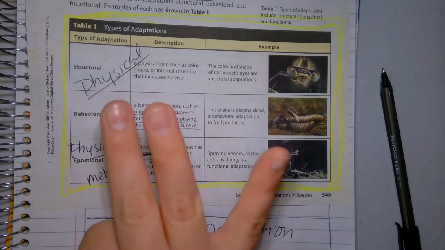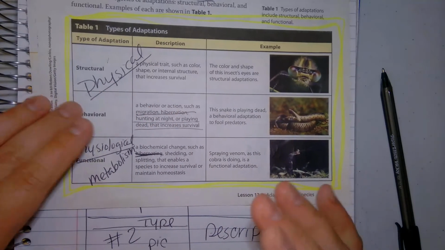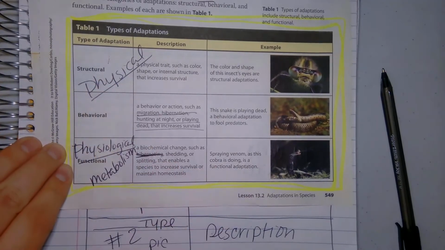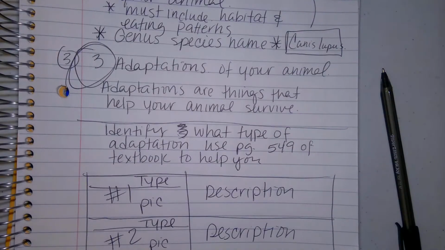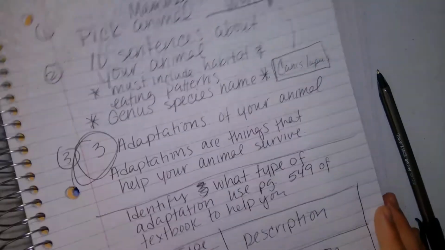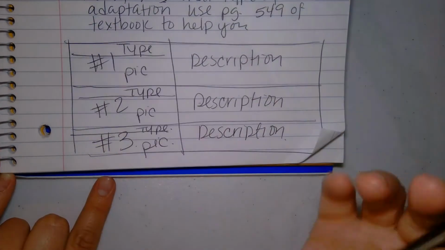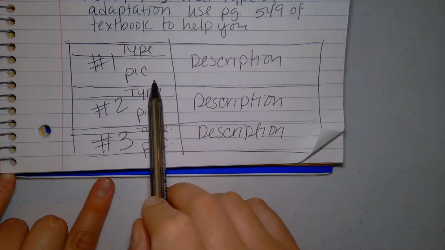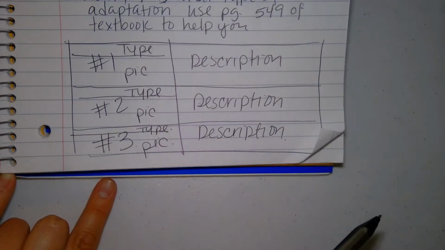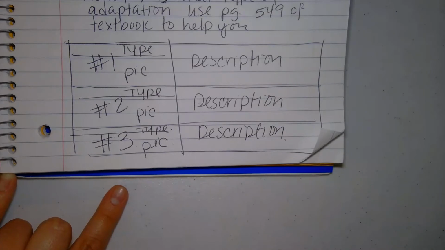You need to pick 3 adaptations for your animal. For each adaptation, you need to tell me what type it is. So it's easier for me to grade it if you just make a chart, okay? Please, you can look up a picture. I will give you credit. Look up a picture. You can draw it. I love drawing, but that's me.